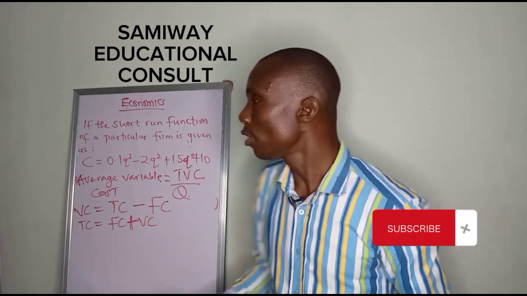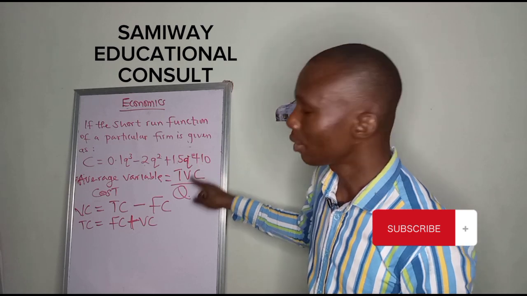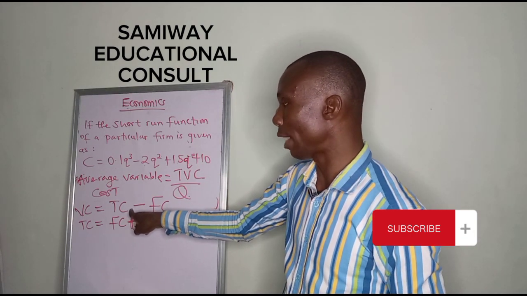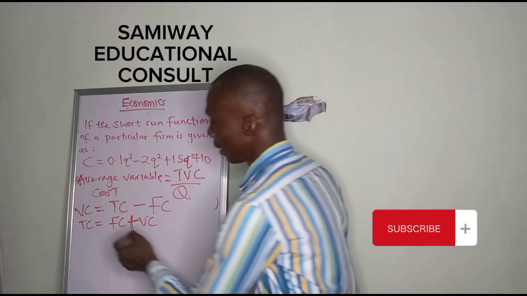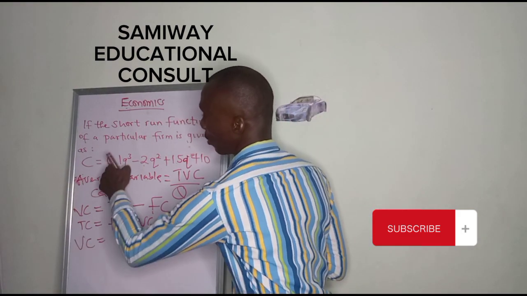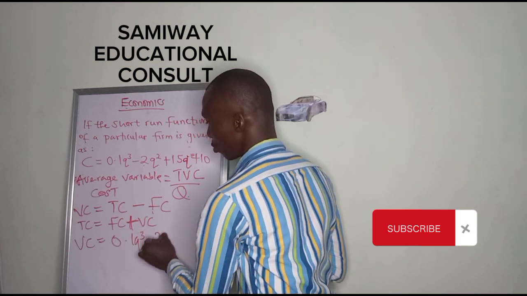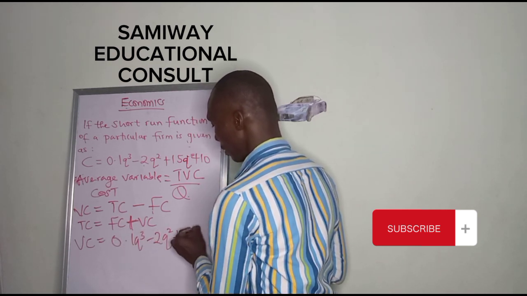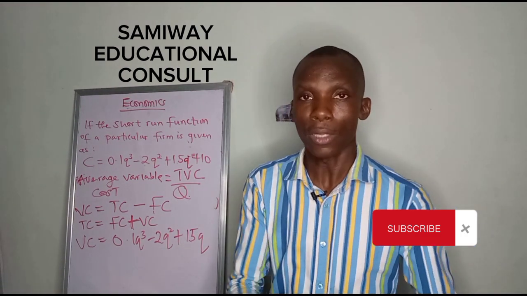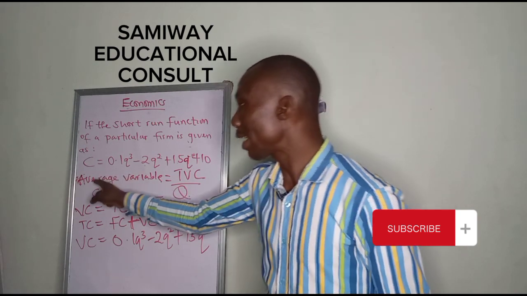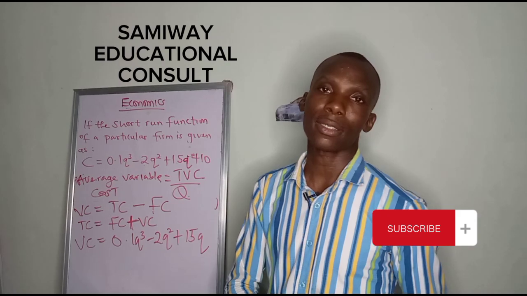It will be constant. So if you look at this equation, the only thing that is constant is 10. So if you minus 10 from this formula, total cost minus fixed cost, what's your fixed cost? 10. If you remove 10, your variable cost will equal 0.1Q cubed minus 2Q squared plus 15Q. That is your variable cost. Not the answer, but the variable cost. Because before you can get your average variable cost, you need to get variable costs.